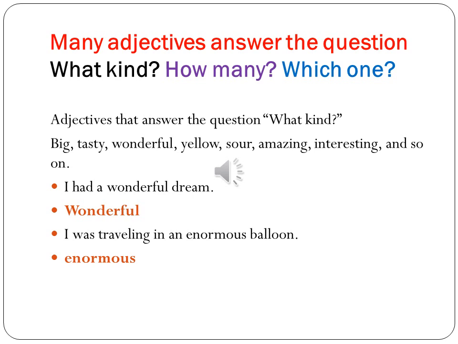I was traveling in an enormous balloon. Of course, these sentences you will find in your book. Here in this sentence, what is the adjective? It answers the question of what kind. It's enormous. You can find so many other examples in your book.